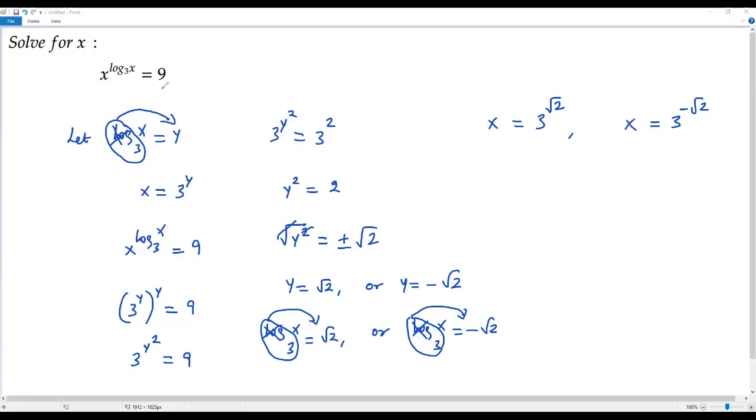I have solved for x in the given equation. I got two values for x. One is x equals 3 to the power of square root of 2, and the other value of x is x equals 3 to the power of negative square root of 2.